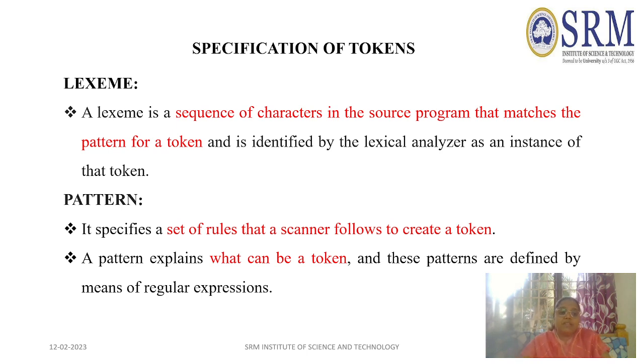So again I repeat this topic, lexeme and pattern. A lexeme is a sequence of characters in the source program that matches the pattern for identifying a token. Then what is a pattern? A pattern is a set of rules that the scanner follows to create a token. So we know what a scanner is. Scanner is the lexical analyzer phase. So a pattern explains what can be a token. This is the rule to identify a token.